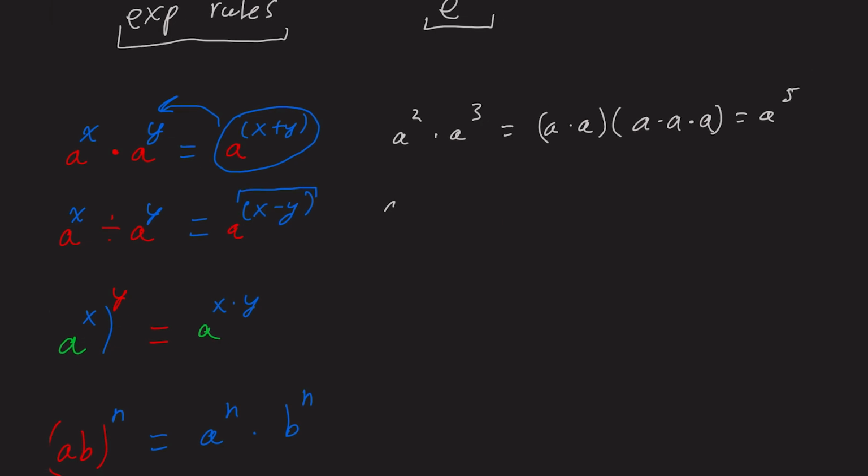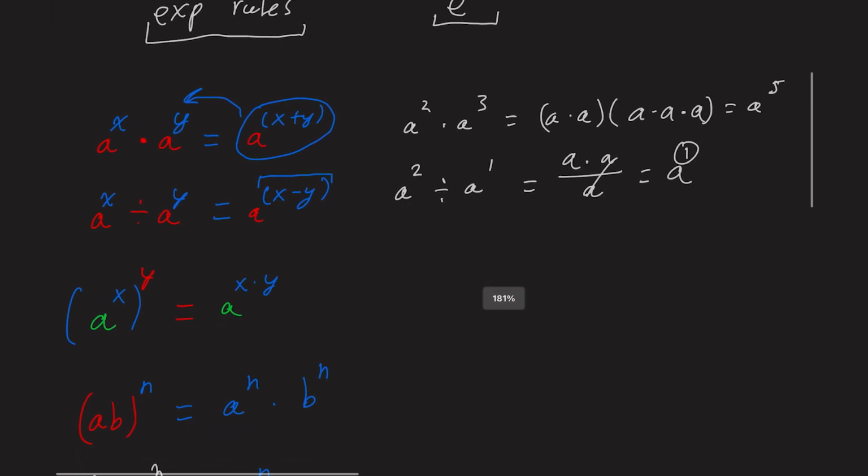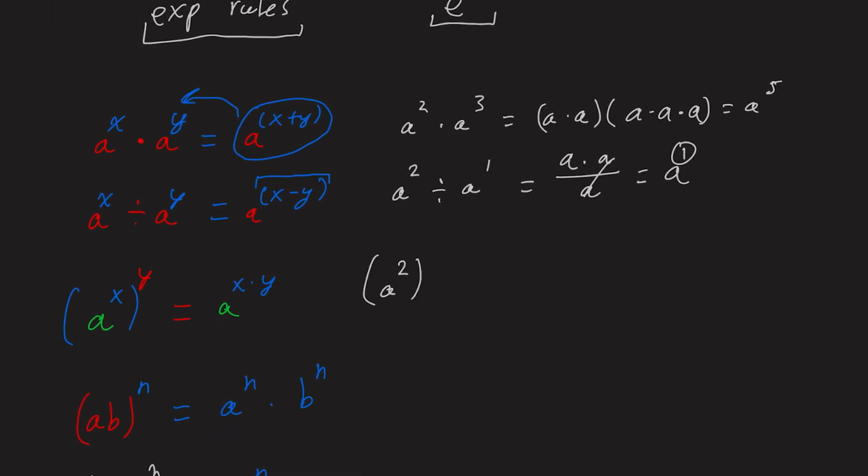Next identity: a squared divided by a to the first equals a times a over a. That is therefore equal to a to the first power. So 2 minus 1 equals 1, as you have now seen demonstrated. Next, we're going to look at, let's say, a squared quantity squared. If I have a squared, that is a times a. And if I continue with my squared exponent, that is equal to a times a multiplied by a times a.